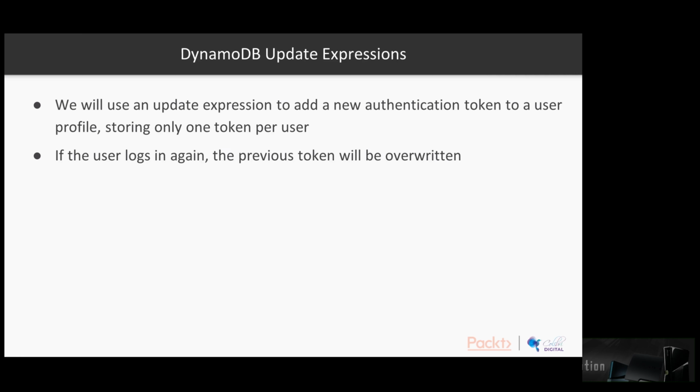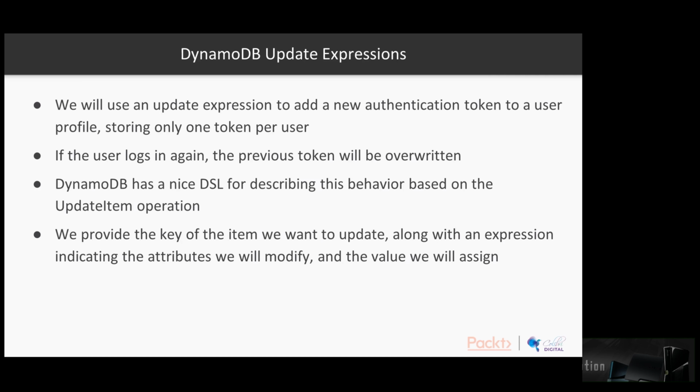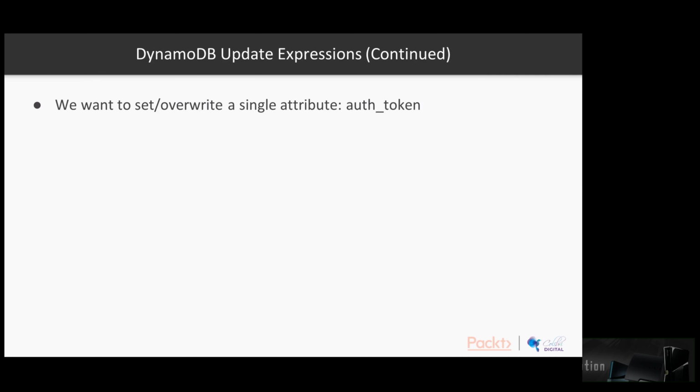If the user logs in again, the previous token is going to be overwritten, and DynamoDB has a nice DSL for describing this behavior based on the update item operation. So we provide the key of the item we want to update, along with an expression indicating the attributes we're going to modify and the value that we will assign. So we want to set or overwrite a single attribute, which is auth token, and the expression to do this is set auth token equals token.